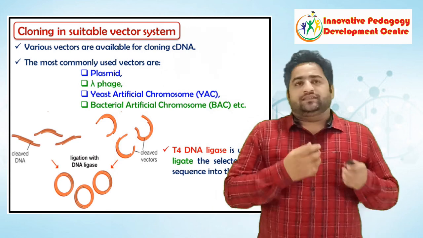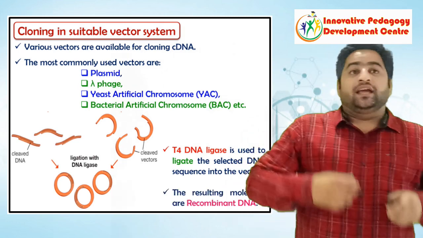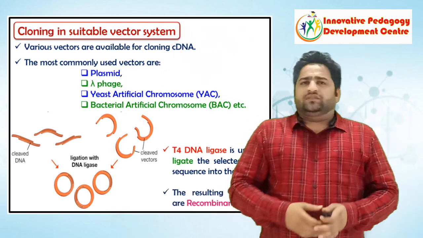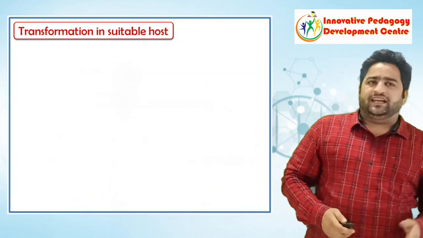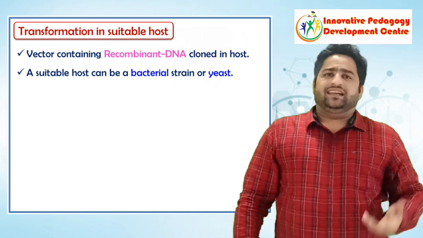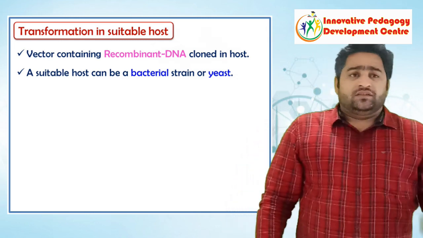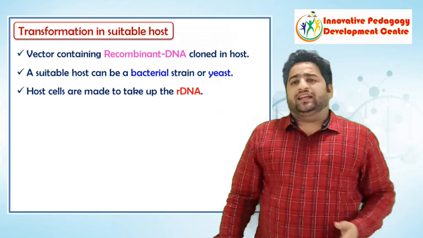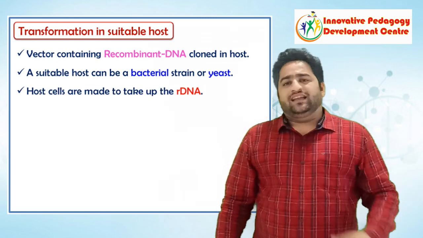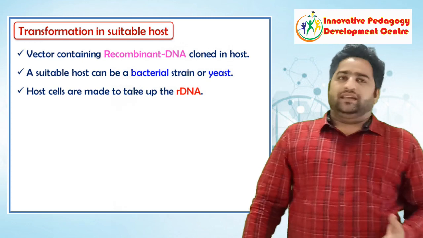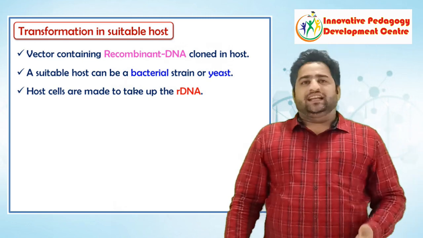Now, cloning of the double-stranded cDNA inside a suitable vector system. There are various vectors available for cDNA: plasmid, lambda phage, yeast artificial chromosome, bacterial artificial chromosome, cosmid, and phagemid. We use T4 DNA ligase for the ligation, and at the end we get the recombinant DNA containing the cDNA.